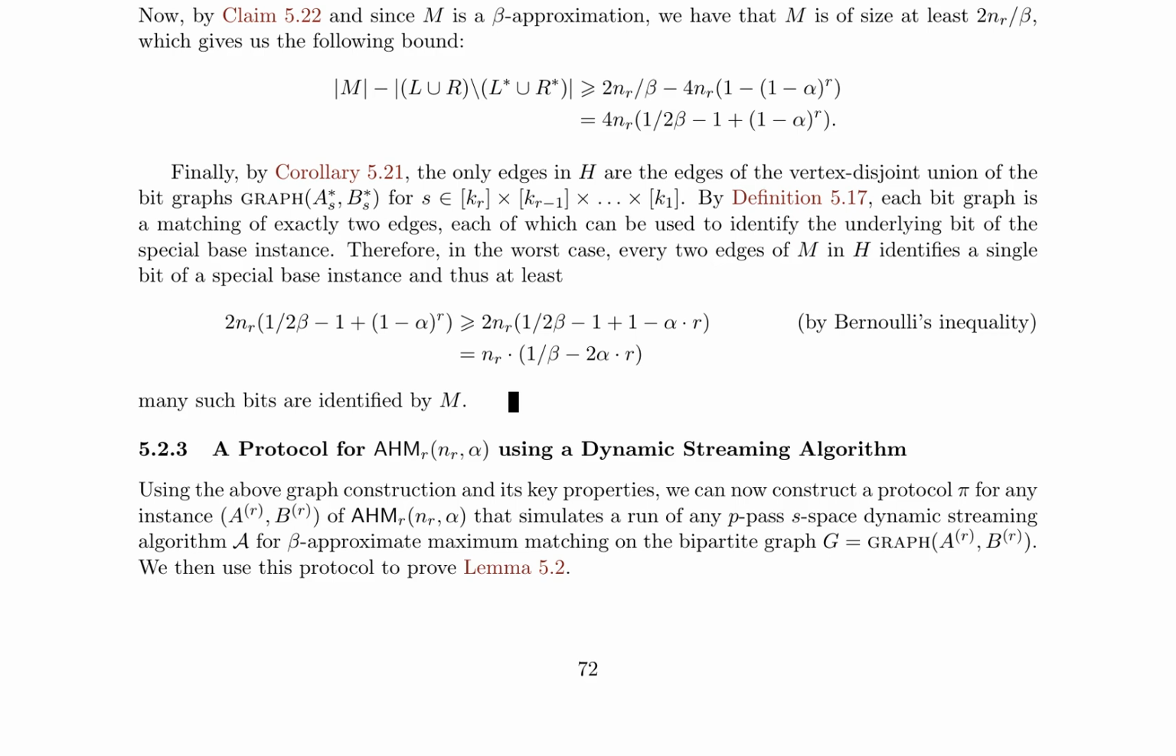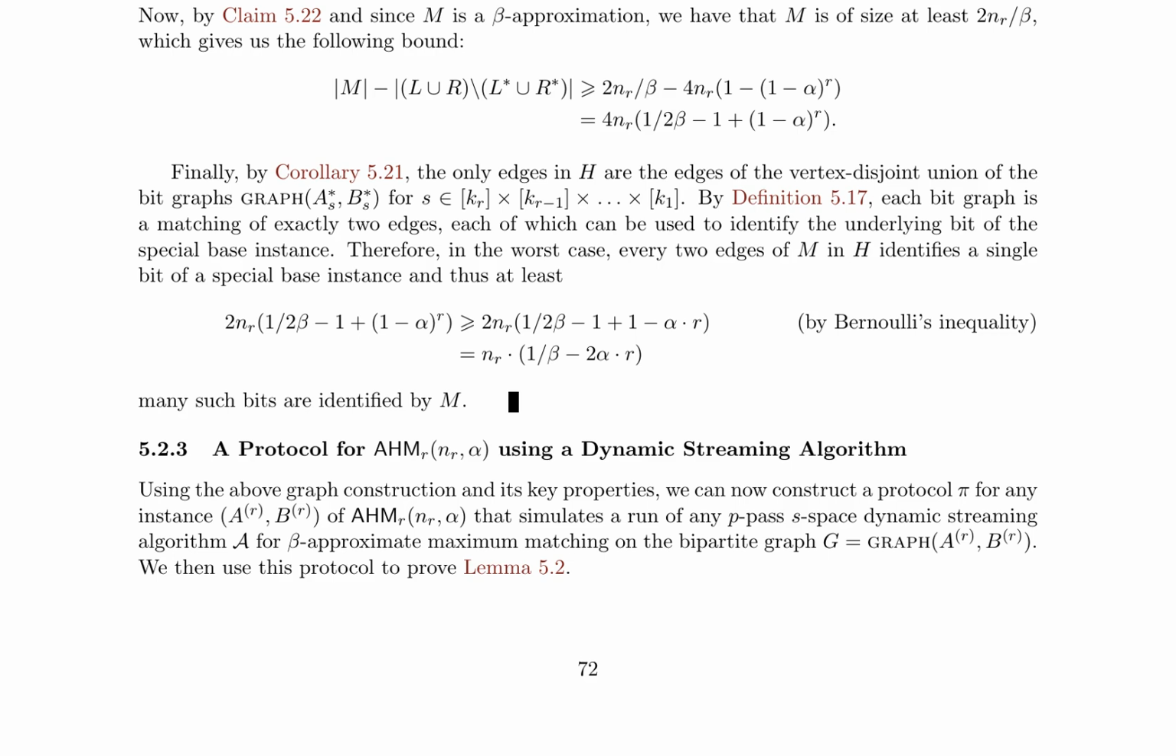This result is crucial for understanding the performance of beta approximate maximum matching algorithms in the context of the approximate hypergraph matching problem. The protocol $\Pi$, described in section 5.2.3, simulates a run of any $o(\text{poly})$ space dynamic streaming algorithm $A$ for beta approximate maximum matching on the bipartite graph $G = $ graph $A_R, B_R$.